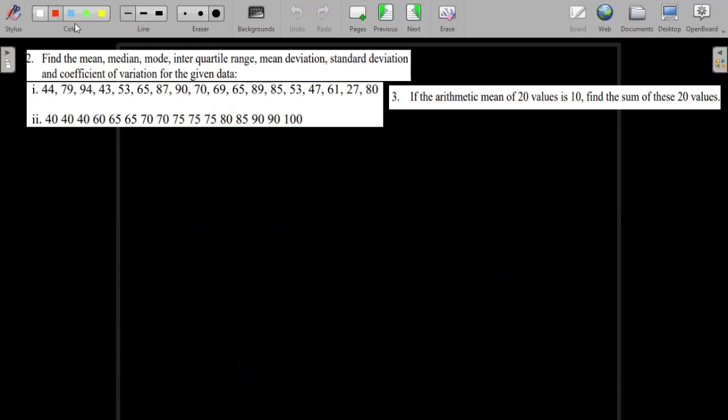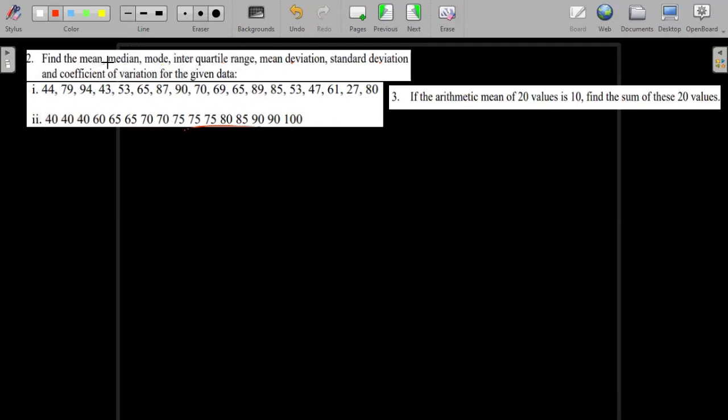Here we have been given 2 different data sets, and we are asked to find the mean, the median, the mode, the interquartile range, the mean deviation, the standard deviation, and the coefficient of variation. I'm just going to use one of these data sets to illustrate how to go about it. Let me pick this second data set here. So let's find the mean, the median, the mode, the interquartile range, the mean deviation, the standard deviation, the coefficient of variation for this data set. Once we do this, you can also do the other one. It will just be the same procedure that we're going to follow.